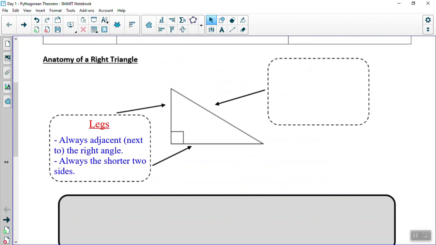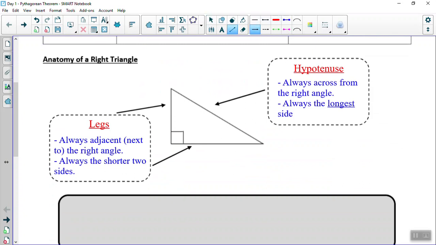All right, so now let's talk about this side here. The longer side is what we call the hypotenuse. The hypotenuse is always going to be across from that right angle, always. The hypotenuse is always across from the right angle, and it's always going to be your longest side.